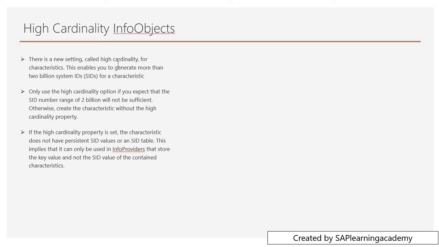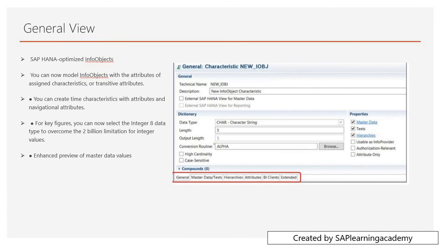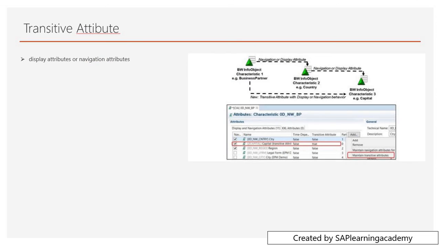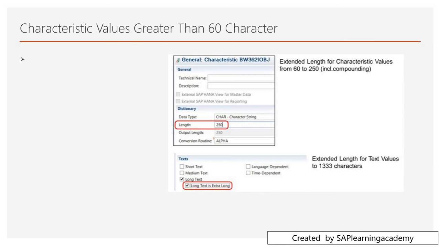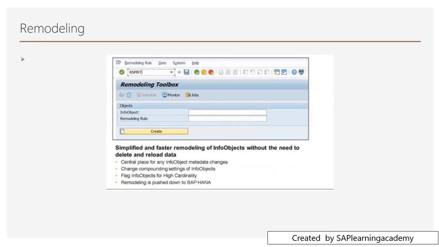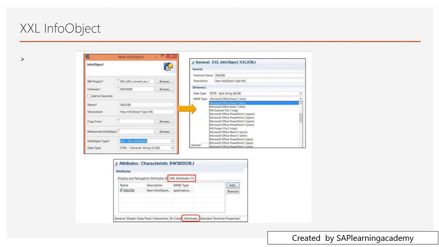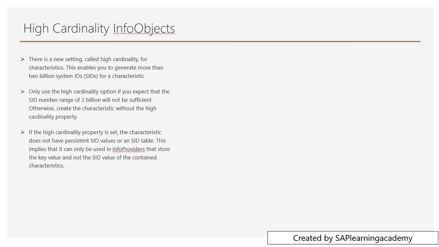So that is some of the features I have explained now in this optimized info object, like the general view. Then we talked about the transitive attribute, then the hierarchy look, and then the character length that can be increased now, and this master data maintenance screen, and the remodeling part, and this other feature, the XXL InfoObject, the time characteristics, and the high cardinality InfoObject.